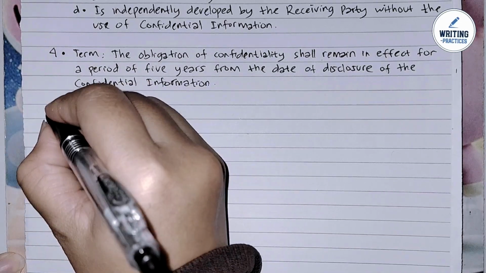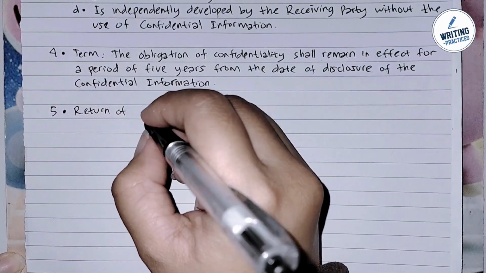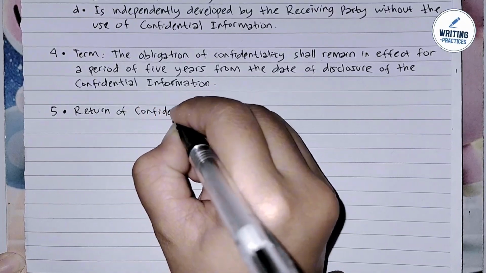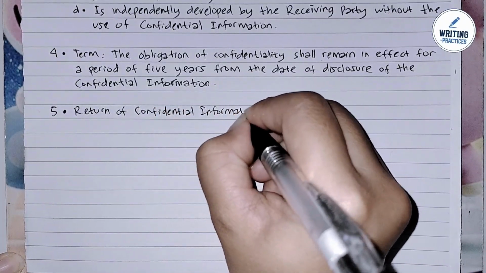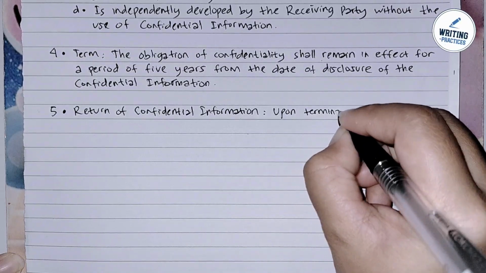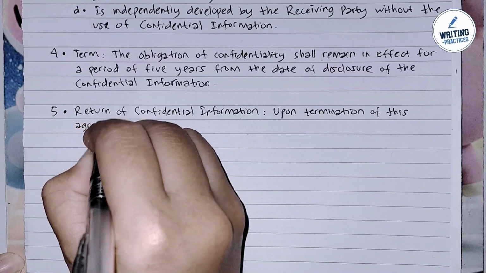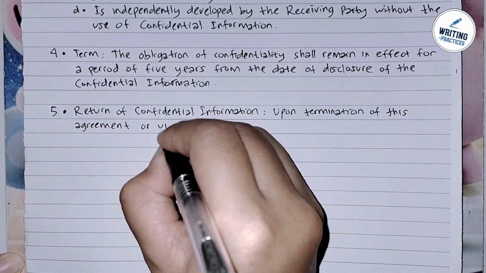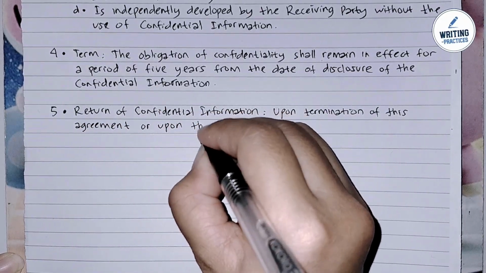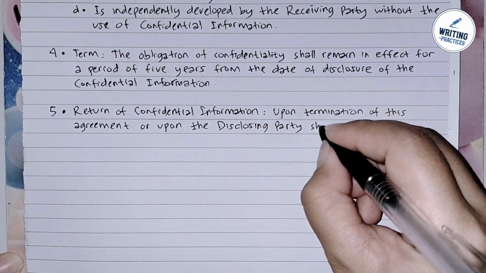In the fifth point, the last, you can talk about the return of confidential information. The purpose here is to explain what the receiving party must do with the confidential information once the agreement ends or upon request. Yes, this ensures that the confidential information is not retained or misused after the agreement is terminated. If you have no idea what to write, you may simply copy this.